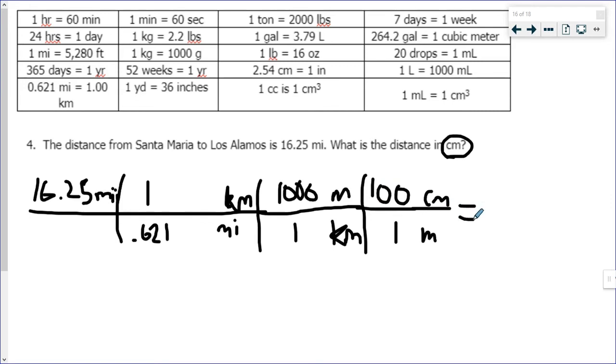So now I just need to grab my calculator and divide this out. So 16.25 times 1,000 times 100. I'm going to hit divide, begin my parentheses, put in my 6.21 times 1 times 1, end my parentheses, and hit equals.